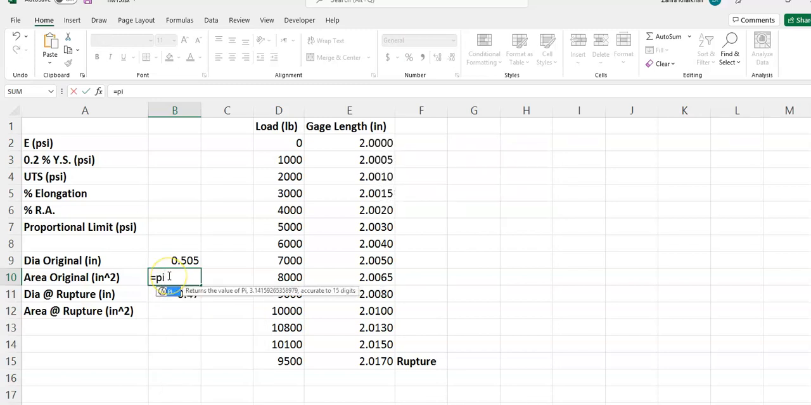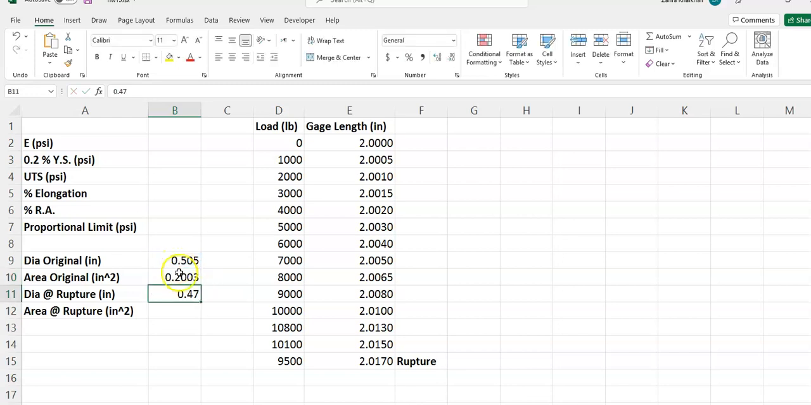So I'm going to add this formula here. Pi times original diameter to the power of 2 divided by 4. So 0.2003 inches squared is the original cross-sectional area. Now that I have this original cross-sectional area, I can divide each of these loads and find the stress at any of these points. So I'm going to create a column here.